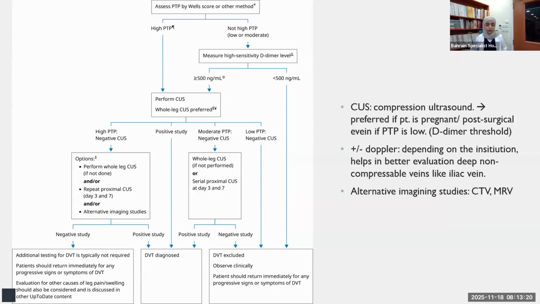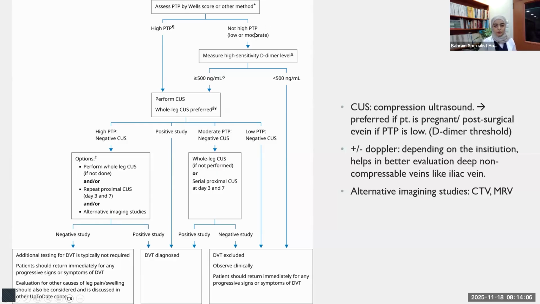Moving to the algorithm. So the first thing, we will assess the pretest probability by Wells score or other method like modified Wells score. If it is a high pretest probability, we will go ahead and perform compression ultrasound. Compression ultrasound means that we will use the ultrasound to try and compress the veins, because as you know, veins are usually compressible because they have thinner walls. If the vein is non-compressible, then this could be a sign for DVT. Sometimes they do the whole leg. It depends on the institution.